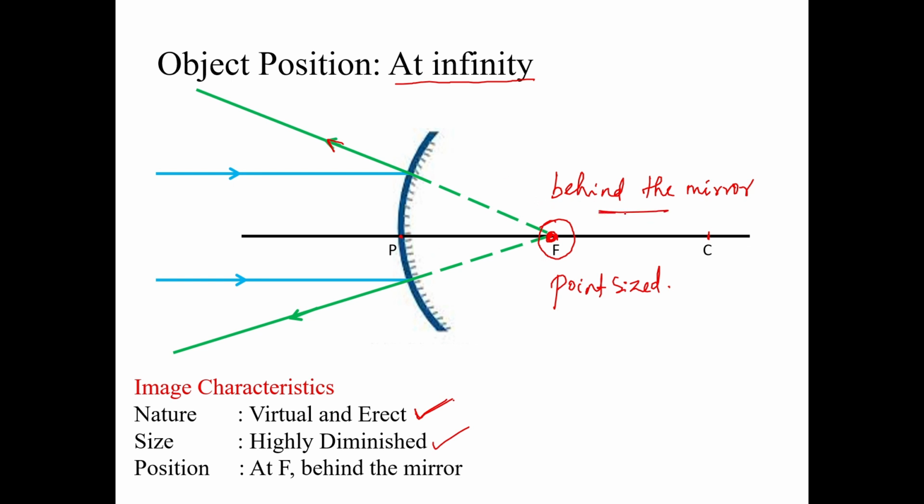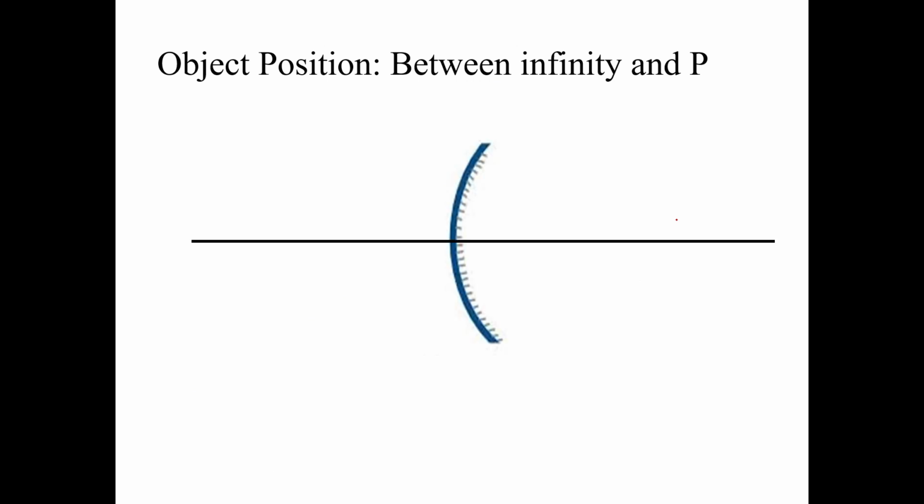Now let's move on. Here we have only two object positions, one is at infinity, the other one is between infinity and pole. So again draw the mirror, principal axis, mark pole, focus and C. Label the points P, F and C. Again I'm placing the object because it is between infinity and pole. You can place the object anywhere on this axis. So I have placed it here.